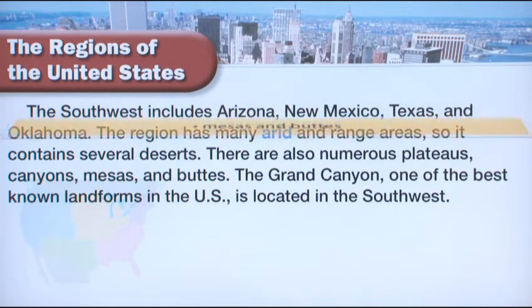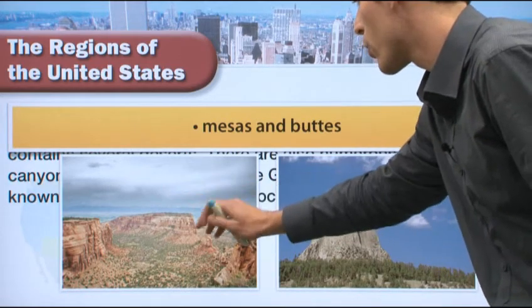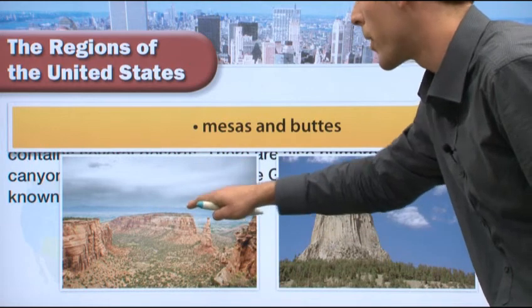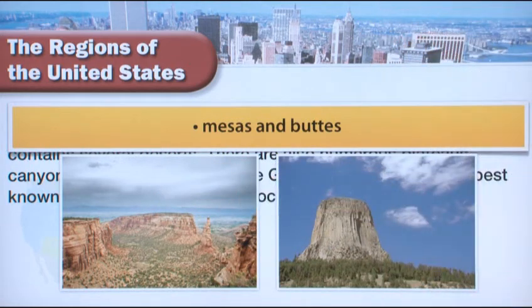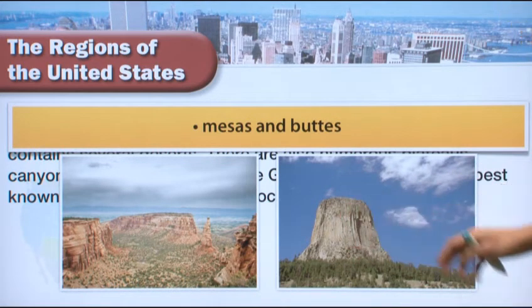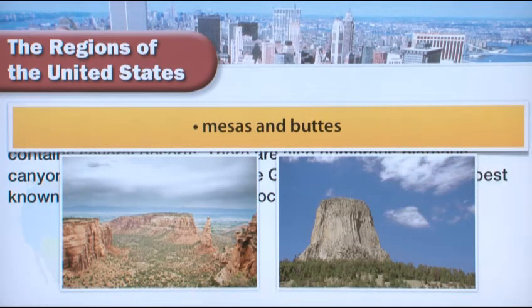Now, what are mesas and buttes? Well, a mesa is a very short piece of land that comes up like a hill, but it is flat on top. Now, a butte is a smaller mesa, but it also usually has a flat top, like a plateau, but both are very much smaller than plateaus.